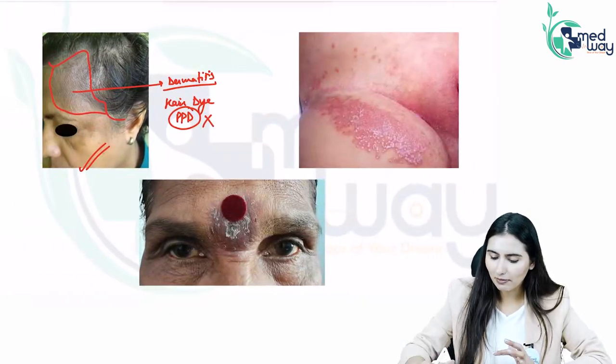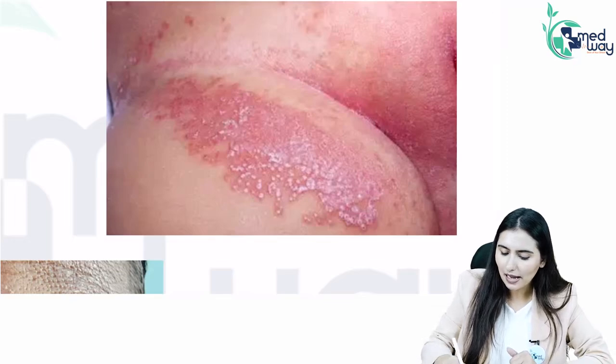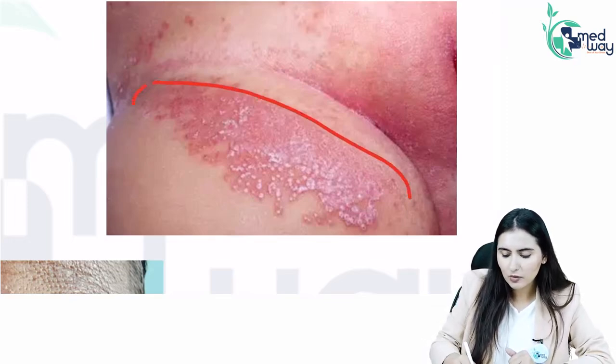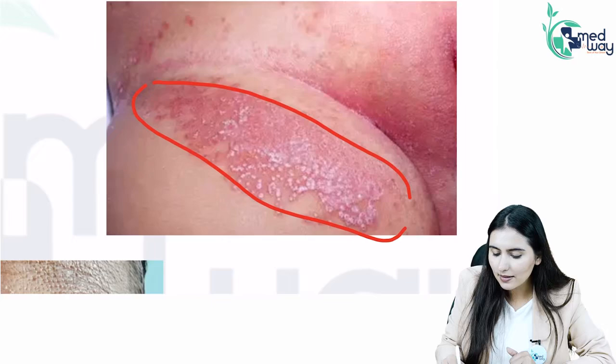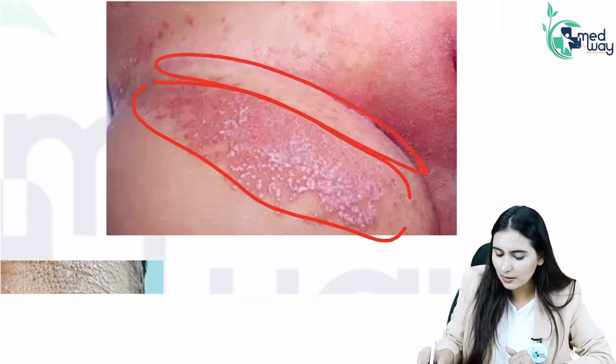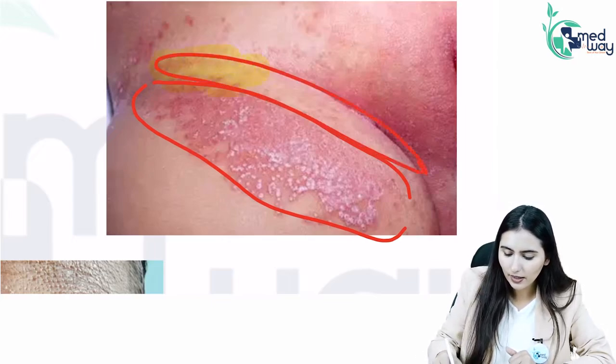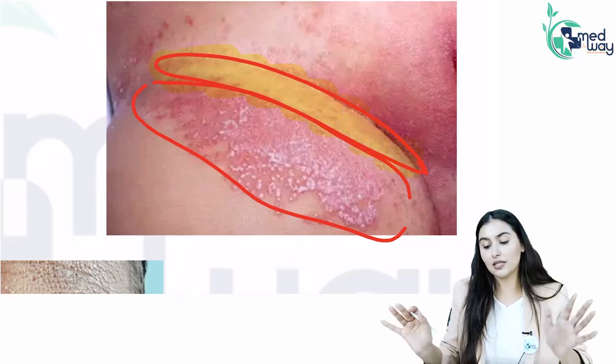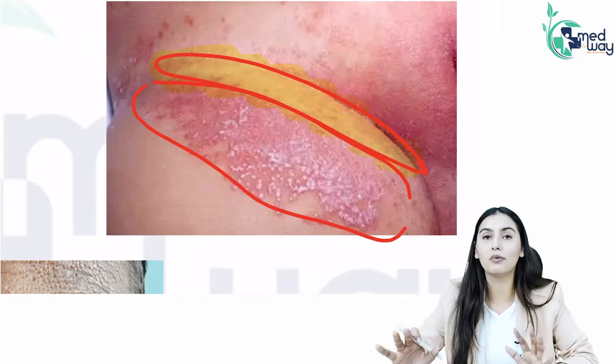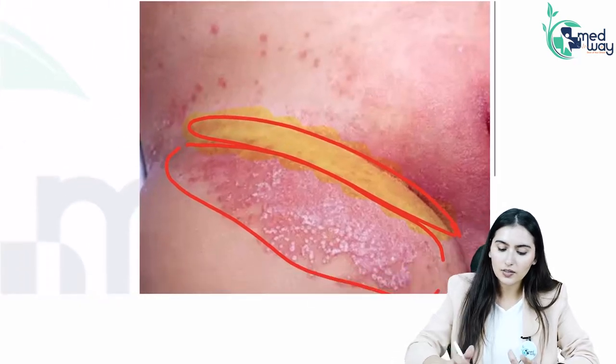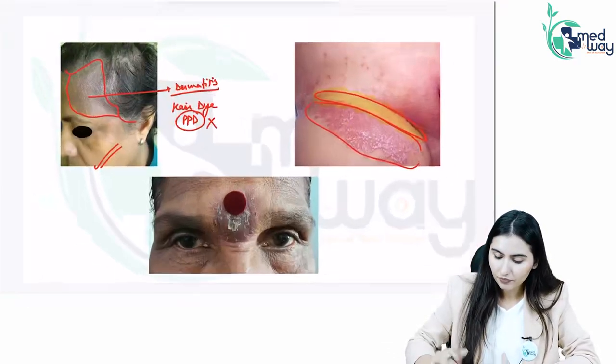Now this is a small baby. You see that the diaper is going to touch this part. The diaper is also going to touch the bumps. But this is the characteristic flexures being spared. You see this part? The flexures are spared. Why? Because the diaper will not be able to touch it. Okay, so this is diaper dermatitis.